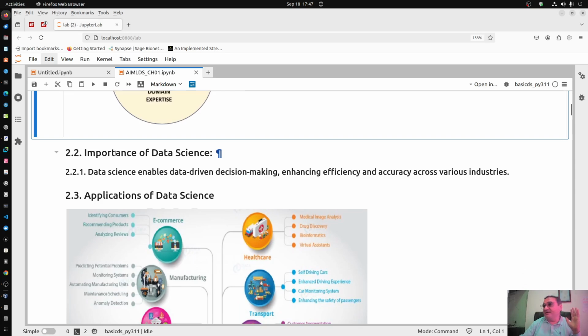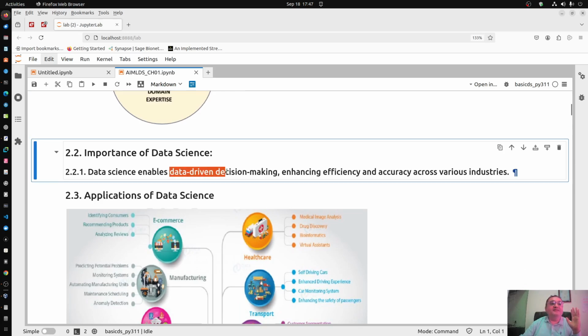What is the importance of data science? The importance is that it enables data-driven decision making. It helps in enhancing efficiency and it increases accuracy. Now, this, to my mind, is the most important thing, because once this is achieved, the other two, efficiency and accuracy, will automatically be achieved.